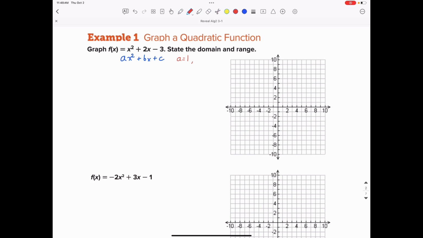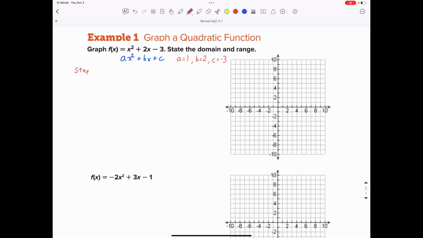The number in the b position is the number in front of the x to the first power, and that number is a positive 2, so the b value is 2. And the c value is the number at the end that does not have a variable with it, and that c value is going to be negative 3. So identify the a, b, and c first, because remember, a, b, and c all have specific meanings in terms of graphing the quadratic equation.